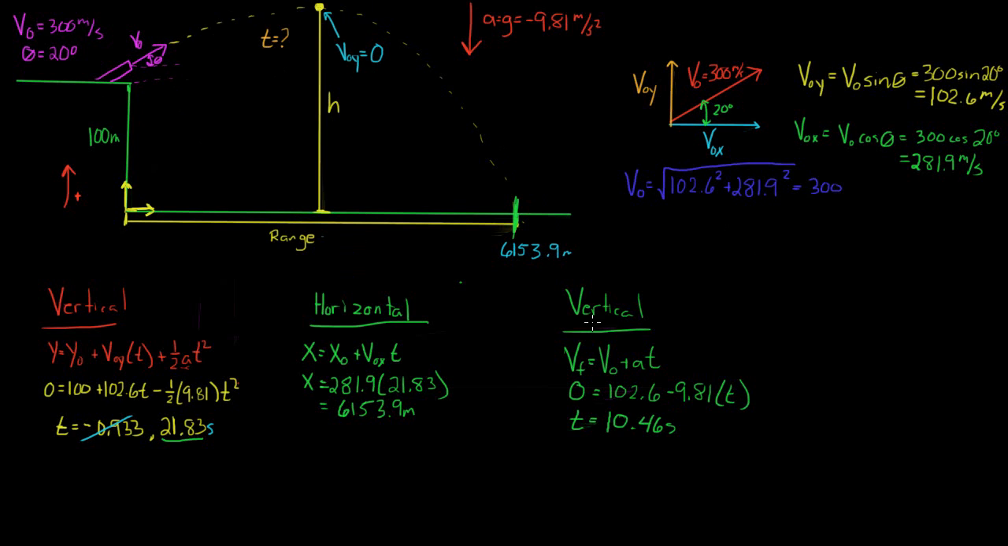Well, if we're still only worried about the vertical direction because this is just y, if we want to know what a final distance is, so y is equal to an initial height, plus an initial velocity times time, plus 1/2 times the acceleration times time squared, we get the initial height is 100 meters because it starts on this 100 meter cliff. The initial velocity is 102.6 meters per second.